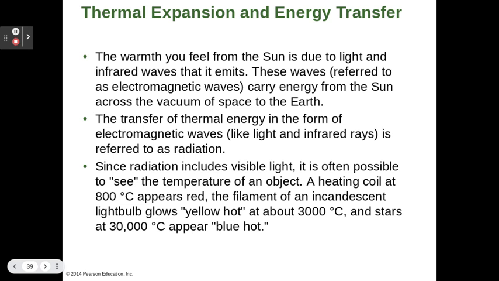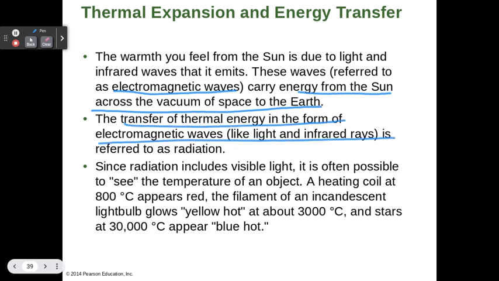So the next one is radiation. The warmth you feel from the sun is due to the light and infrared waves that it emits. These waves are electromagnetic waves. They carry energy from the sun through space to the earth. The transfer of thermal energy in the form of electromagnetic waves is referred to as radiation. So it's not just touching, it's not just circling the air around it, it's an actual electromagnetic wave that comes a lot of times from a long, long way away and heats it up by the energy that wave holds.